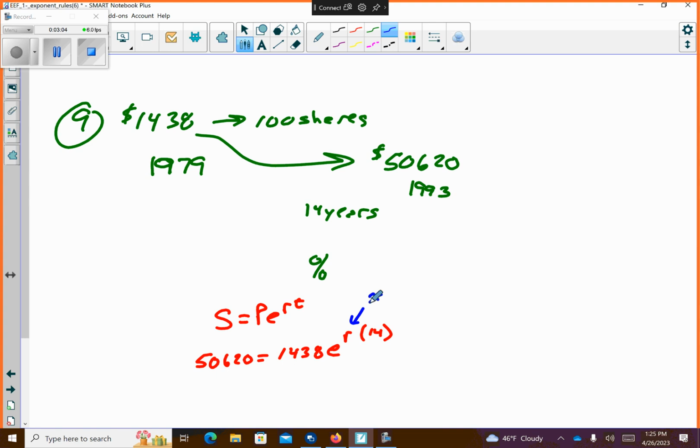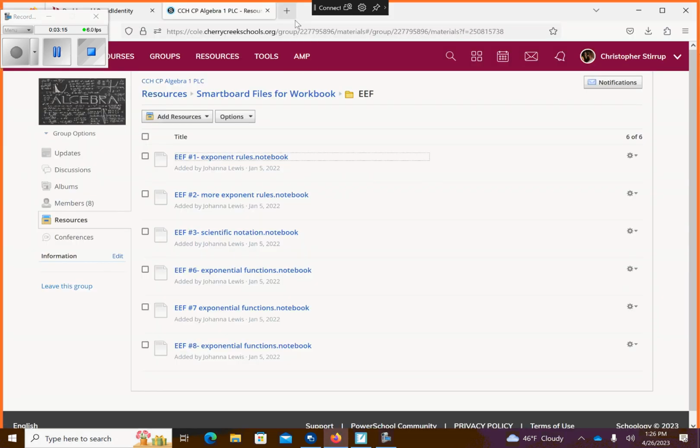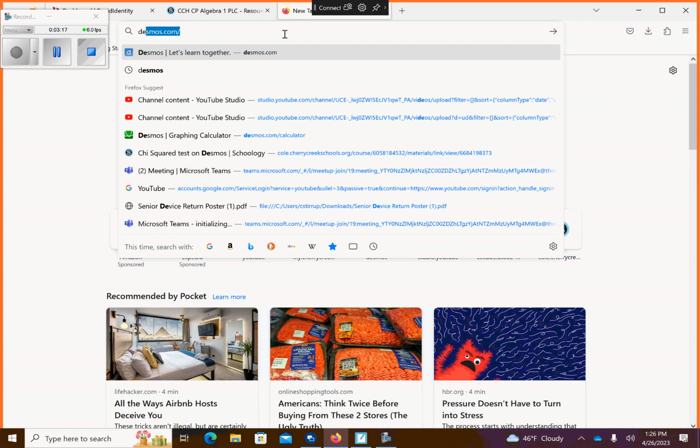Desmos will help us nicely on this, and this is a valuable tool that helps you rather than having to do natural log and things like that of the equation. So let's find Desmos. Found it. Desmos.